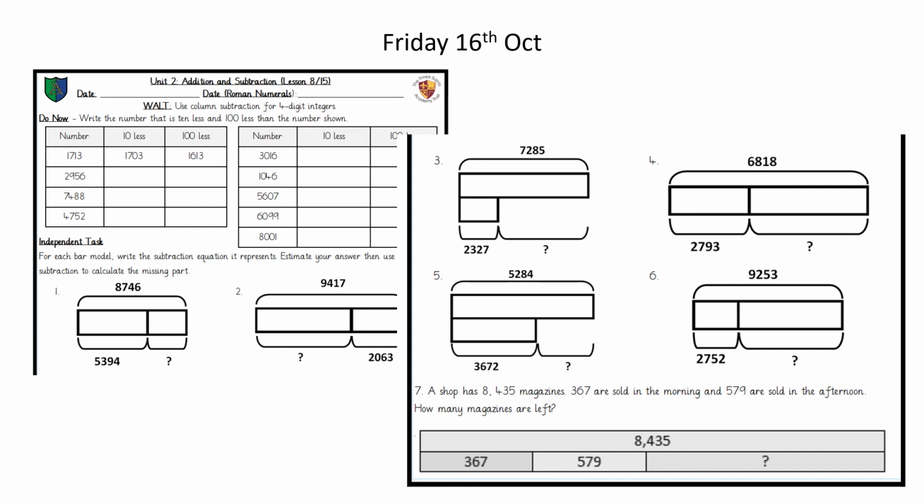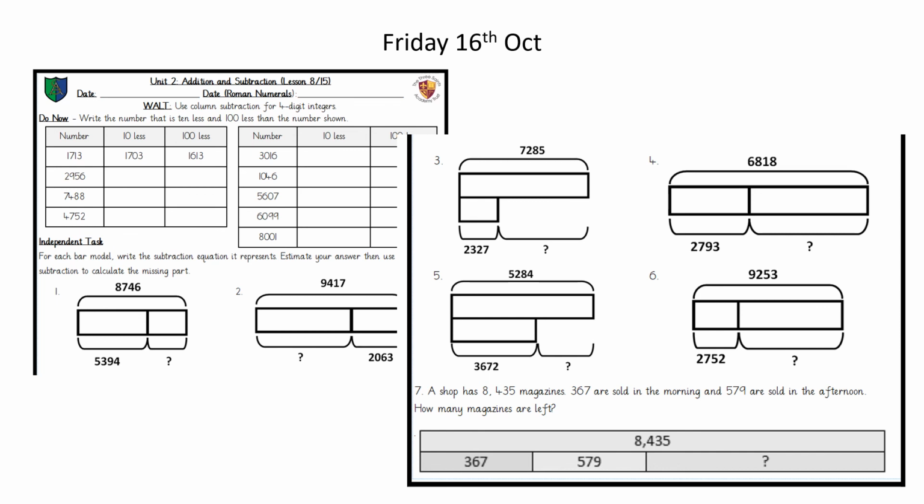I've asked you to estimate, so my estimate will be 9,000 because I've rounded 8,746 up. Take away 5,000 because I've rounded 5,394 down. 9,000 take 5,000 is 4,000. My answer will roughly be 4,000. When I use column subtraction to work out the actual answer, I'll be able to compare my actual answer to my estimated answer. I'm just going to work it out now with a column subtraction.